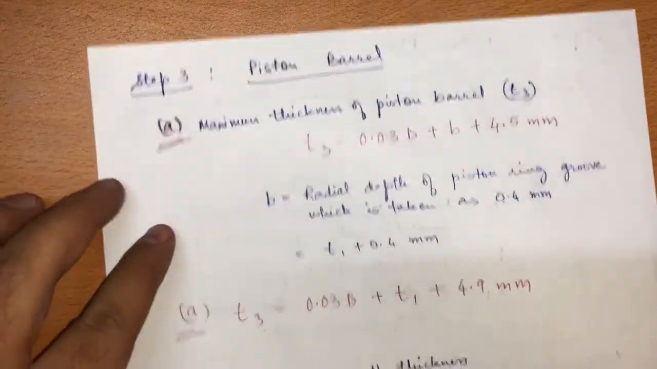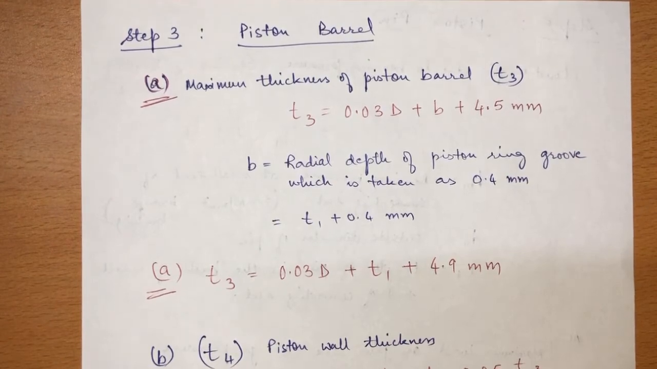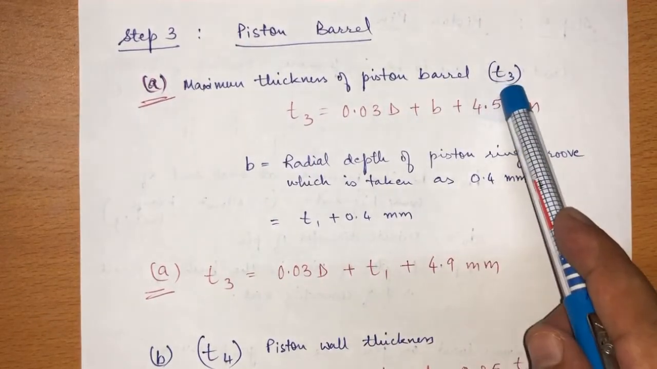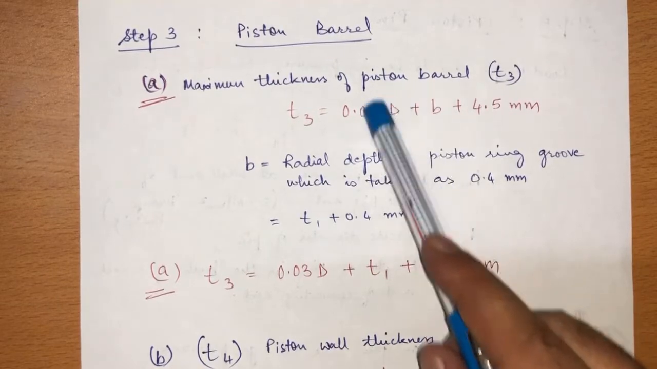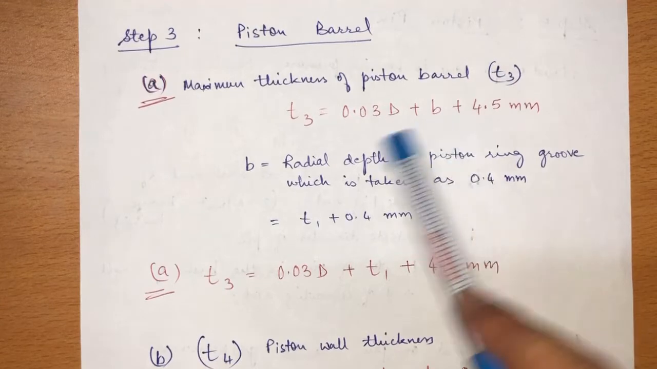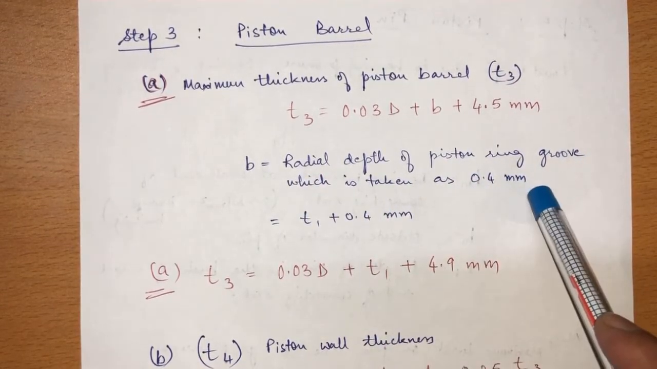Next step deals with the piston barrel design. Piston barrel, as we have seen, is the lower part below the TH, that is the thickness of the head or crown. It has a maximum thickness denoted by T3 and is in relationship with two terms. First is the capital D, that is bore diameter, and small b, which is the radial depth of the piston ring groove, which is taken as 0.4 mm.